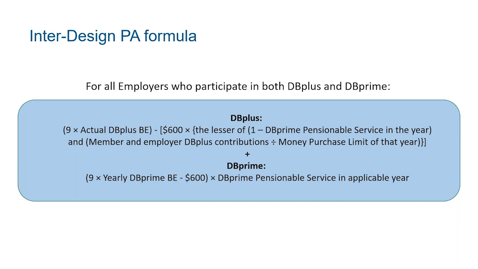As such, a sort of check is added to the DB plus portion of the formula to ensure that if the total DB plus and DB prime PA offsets exceed $600, the DB plus PA offset will be reduced to render the total DB plus and DB prime PA offset equal to $600.